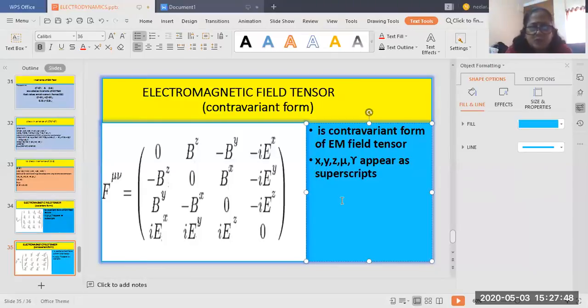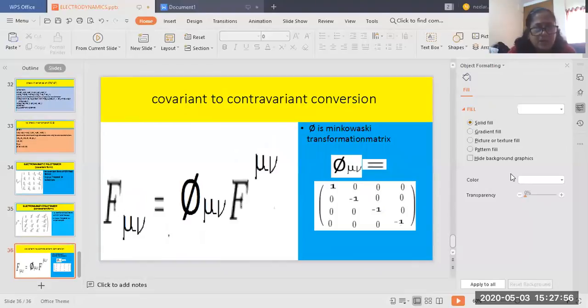They will appear as superscript. Okay. So if this is the formalism, then this leads to what? That comes in the next slide. So what is the condition? How to convert? Bottom means covariant, top means contravariant. It is the same tensor, it has two different forms.